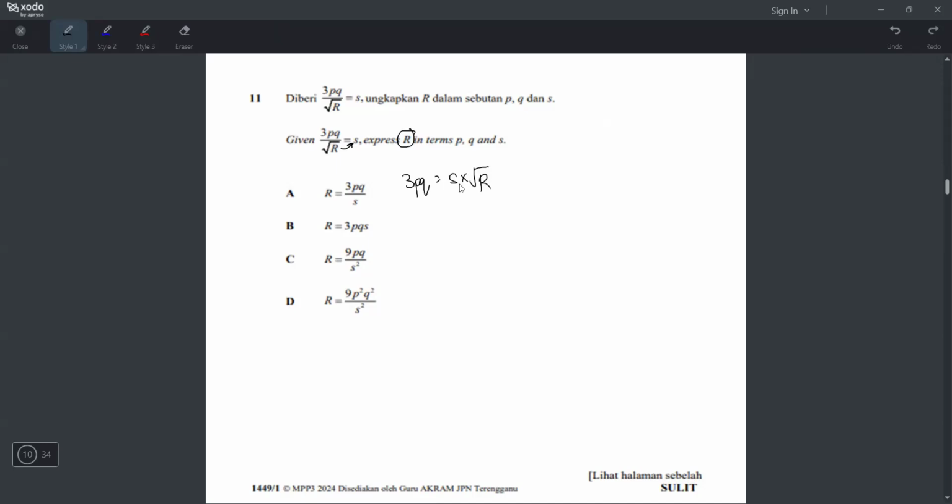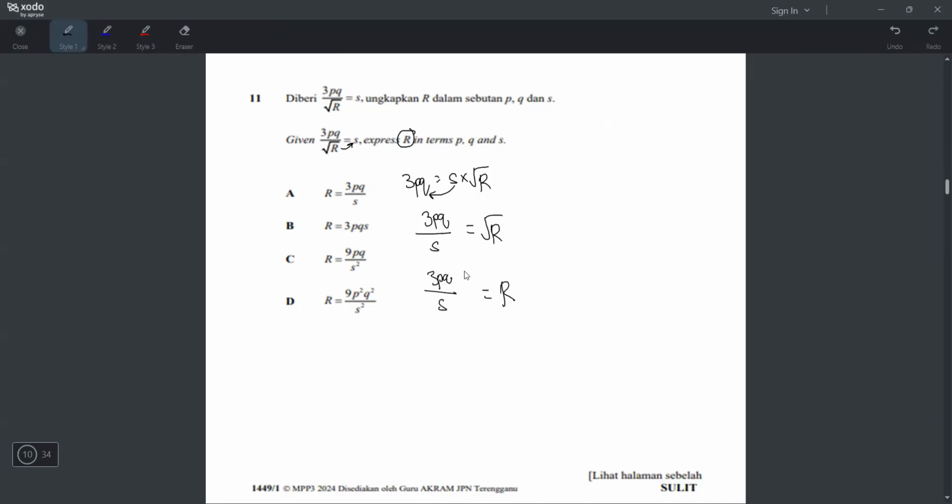Okay, now we can focus on making the R single. So how to make the R single? You have to pindah S first. So it becomes 3PQ over S, right? And this is square root R. Okay, now the last thing to do is to pindah the square. So now R becomes what?